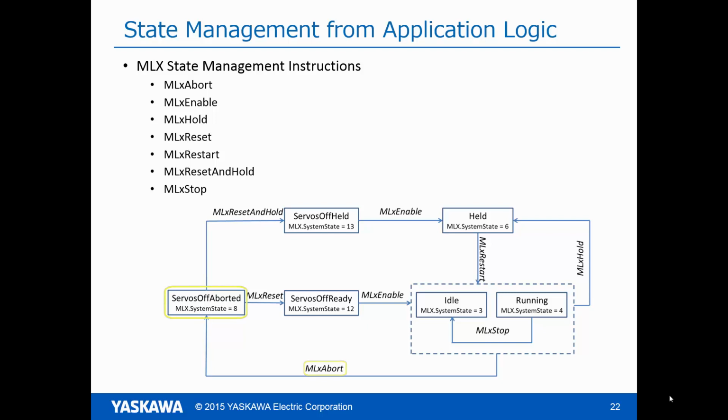From here, there are two paths to bring the system back online. The first is to call MLX reset followed by an MLX enable. This will clear any motions in the queue. To preserve currently queued motions, you can call MLX reset and hold, MLX enable, and then MLX restart. Finally, while idle or running, you can use the MLX hold command to move the system to held state, and then the MLX restart command to move the system back to idle or running.